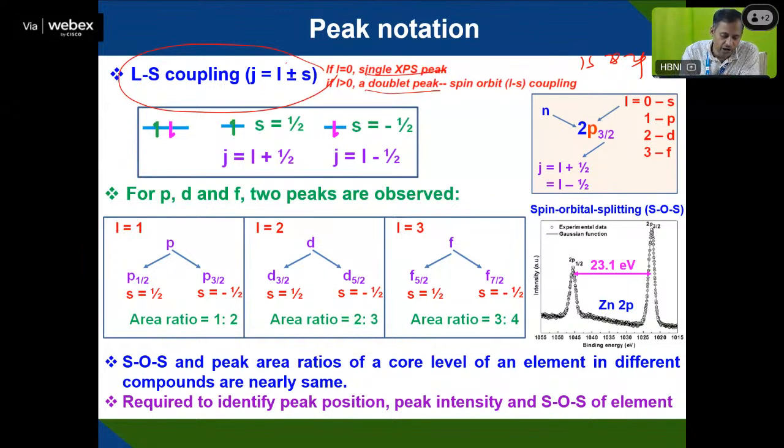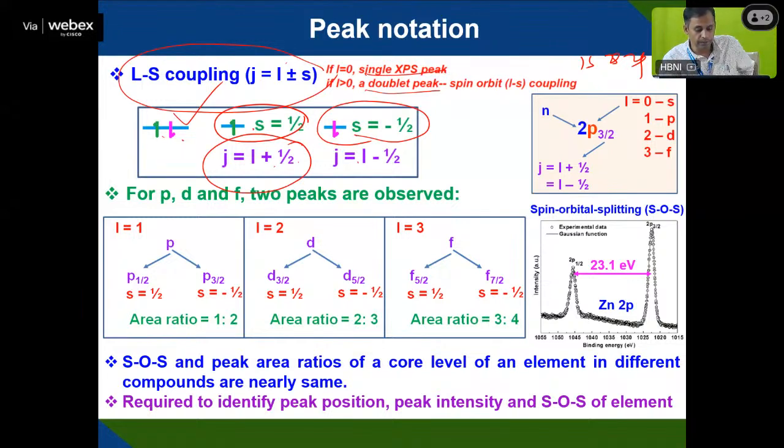So if you see here, S is equal to plus half for one electron, and for another electron S is equal to minus half, down 1 and up 1 is plus half. So J equals L plus or minus S: L plus half, L minus half. So two things are possible here. But if you see for P, for p orbitals, two peaks are observed.